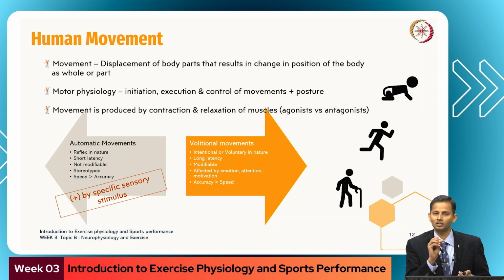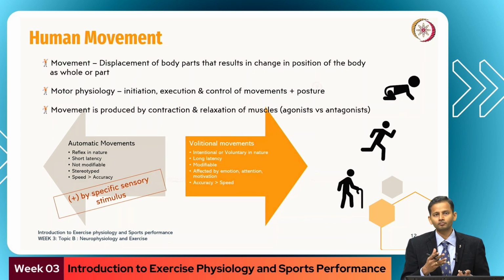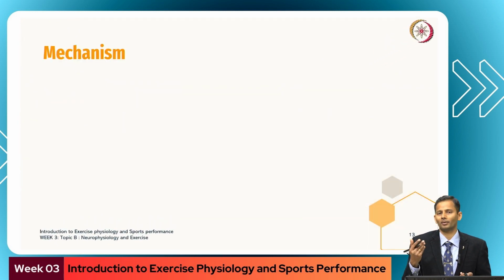So there is a transitional delay, so long latency will be there. Because of that, the iteration of the movement will be more coordinated and can be more accurate as compared to an automatic movement. So here accuracy is more important than speed. And since the central nervous system is involved, where your cerebral hemisphere is involved in such movements, you have the incorporation of emotion, attention and motivation. So the psychological aspect also plays a role in such voluntary movements. Thus voluntary movements become more complex.